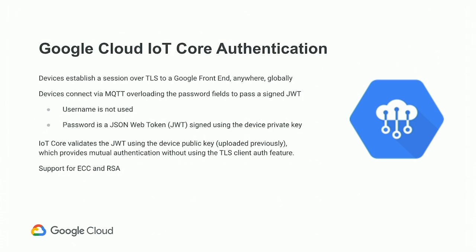What you simply do is create a JWT, sign it with the private key, which is in the device itself, and use that in the password field, and you establish the TLS connection. And once the connection is established, then you can send the data. So you do not need to do a full mutual TLS. And we support both ECC and RSA types of keys.